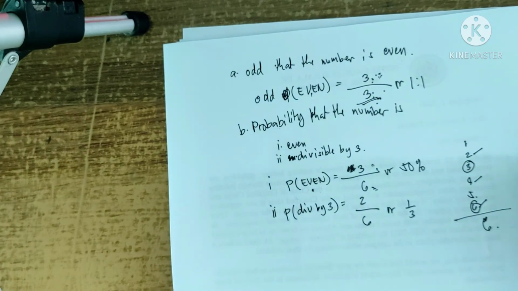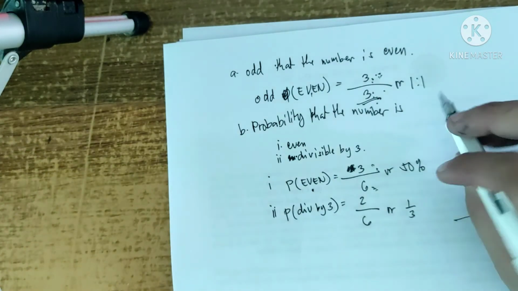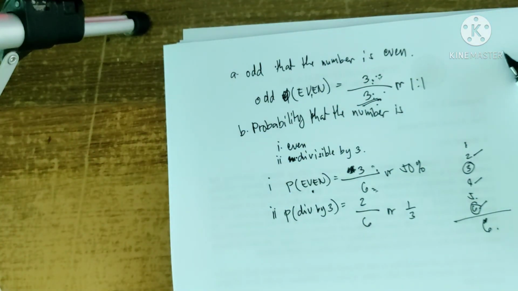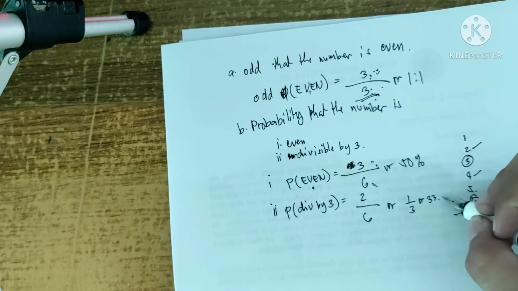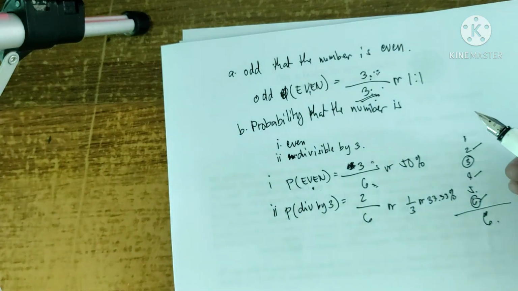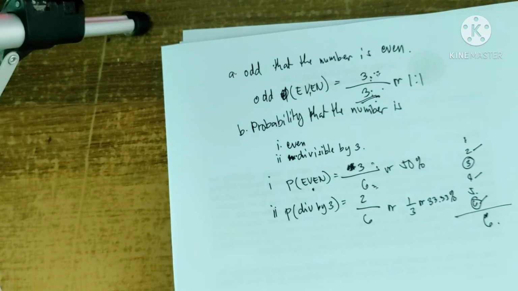Yan. So, si 1/3, ilang percent pa yan? So, 1/3 is equal to 0.33. Or 33.33%. Yan. So, that is how you find or solve the odds and the probability of a certain event.